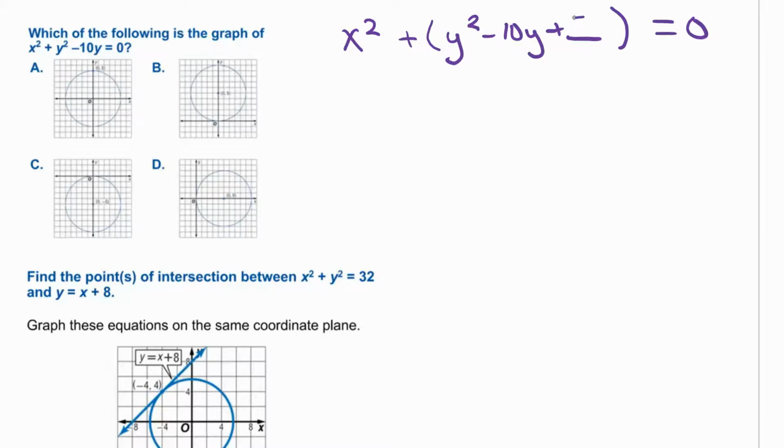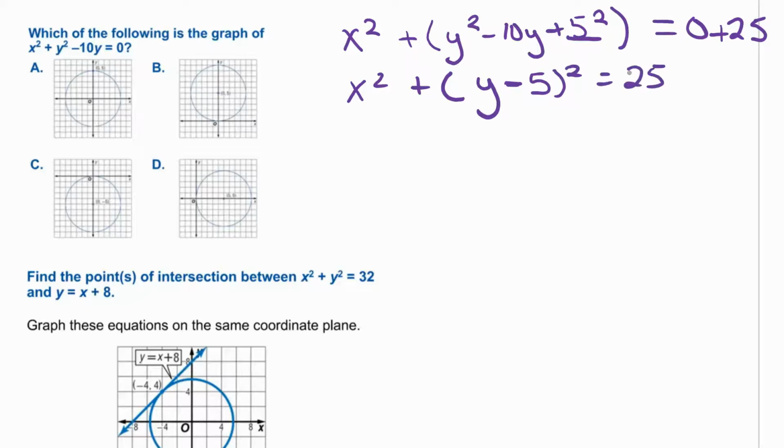10 divided by 2 is 5. 5 squared, so I'll need to add 25 to this side. X squared plus y, bring down that sign, and then the 5 squared equals 25. So my center is, well, the x is by itself, so it's 0. This would be my k, so 5. And the radius is the square root of 25, which is 5. So my center is 0, 5.